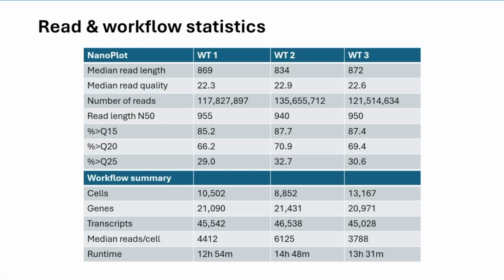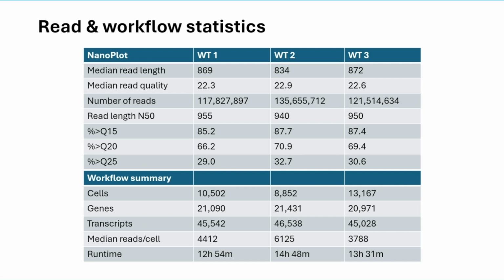So I just want to start with some read and workflow statistics. This is highlighting things like the median read length, which was over 800 for each sample, which is pretty typical for single cell RNA-seq. And then our median read quality was 22, which was much higher with this new implementation of Dorado. I had done some previously where it was much lower. So this is just continuing to improve.